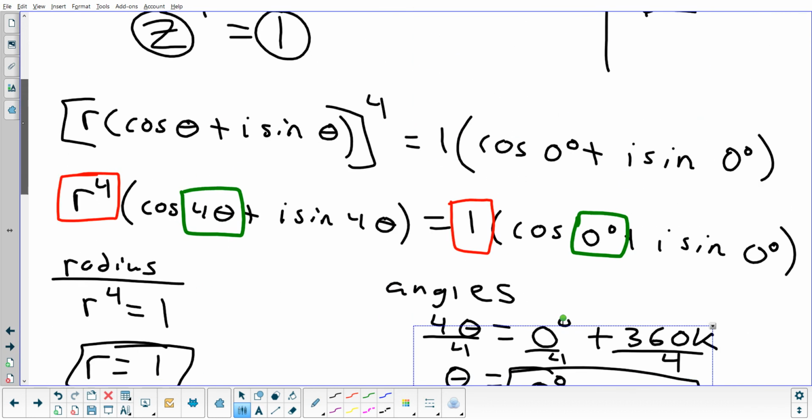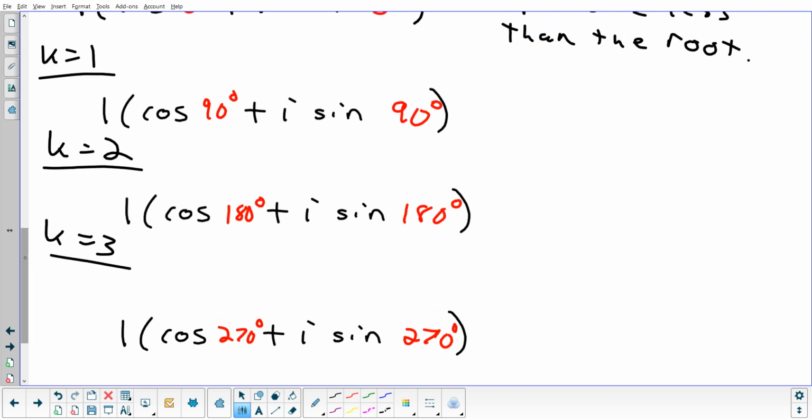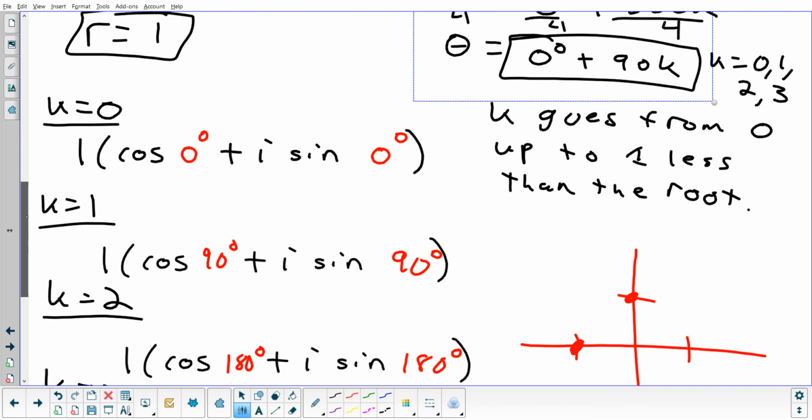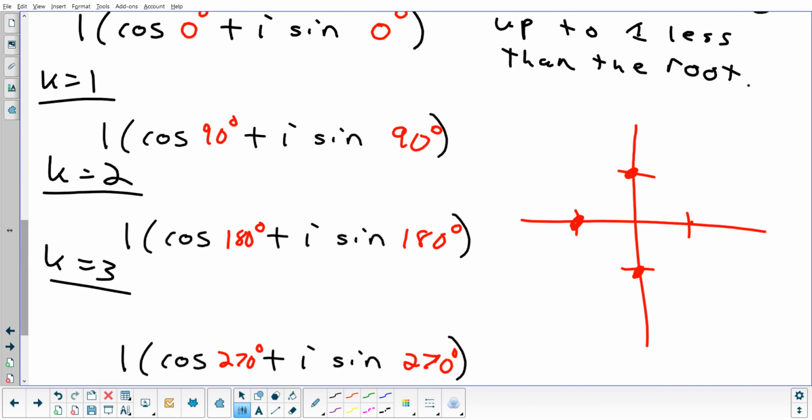And the original direction said to graph it. I didn't really want to focus too much on the graphing. But if you graph these points, this one has a radius of 1 and it's at 90 degrees. That's the top one. K equals 2 has a radius of 1, but it's at 180. K equals 3 has a radius of 1, but it's down at 270. And the first one had a radius of 1, but it was at 0.